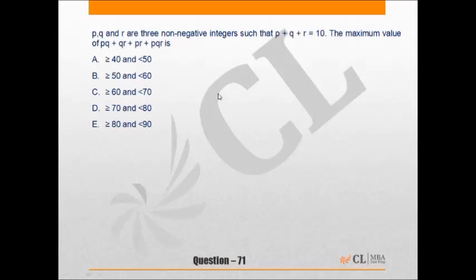Here we have three non-negative integers such that their sum is 10, and we have to find the maximum value of PQ plus QR plus PR plus PQR. We know that when the sum of two or more numbers is given, where the numbers are positive numbers, then their product gets maximized when the numbers are equal, and if not possible, they should be as symmetric or as close as possible.